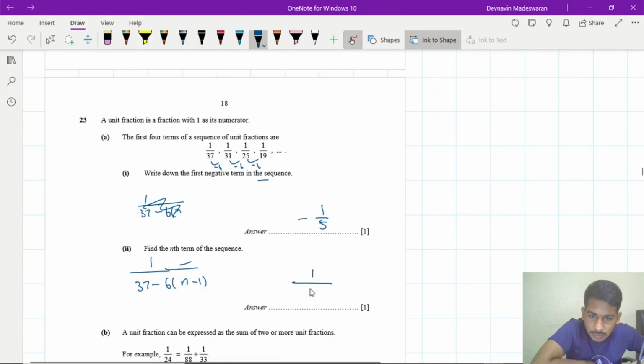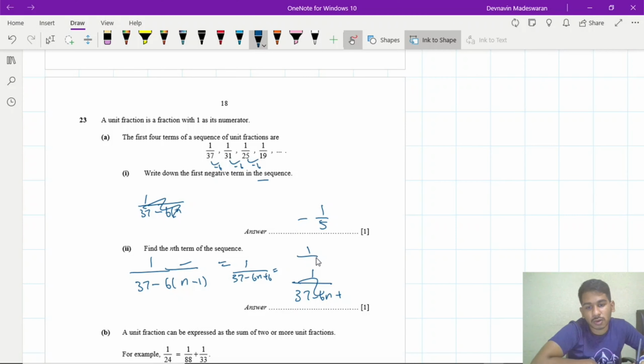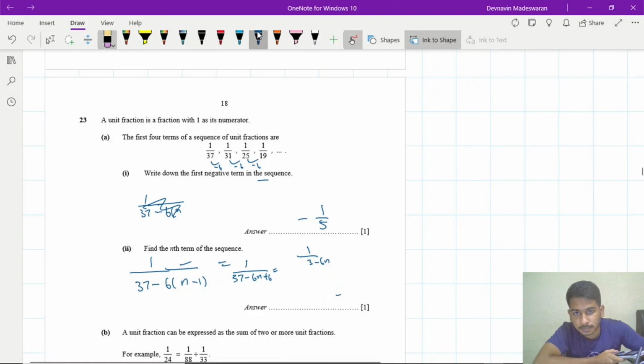Yeah, that's the answer. 37 minus 6n, wait, no, I could simplify it a bit. 1 over 37 minus 6n plus 6, which is going to be 1 over 37 plus 6, 43. 43 minus 6n. This is terrible handwriting, but okay. 43 minus 6n.